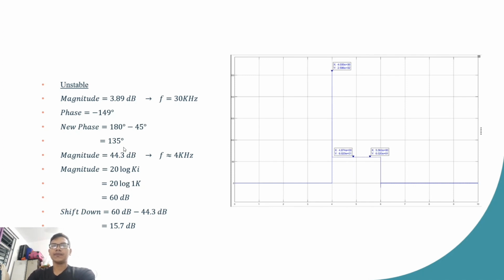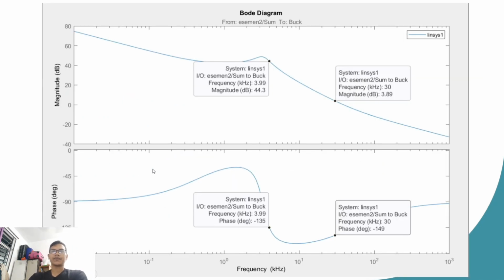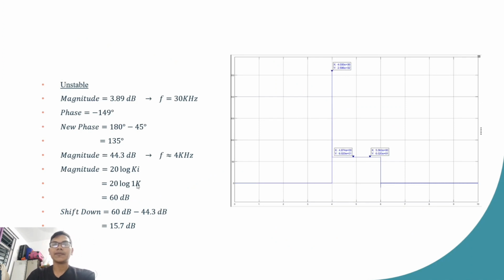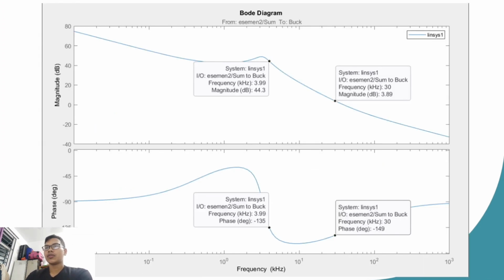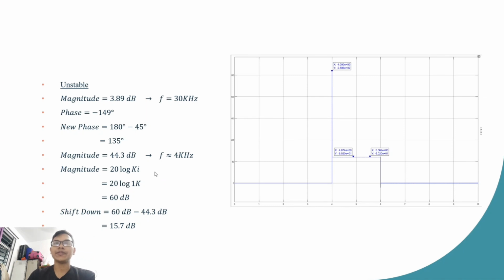Okay, then we will find the magnitude. The magnitude is equal to 60 dB. We get it from 20 log Ki. Then we will use a formula, the shift down formula. We use it to reduce the ripple. The shift down formula is equal to 60 dB minus 44.3 dB. 44.3 dB is the value from the stable state. The shift down value is equal to 15.7 dB.